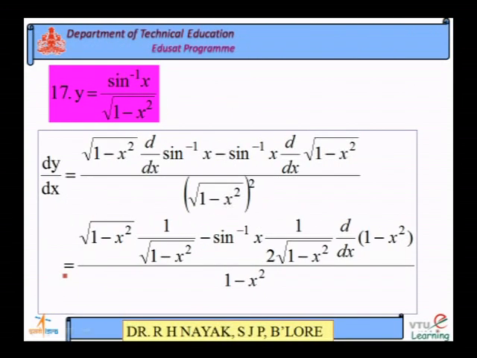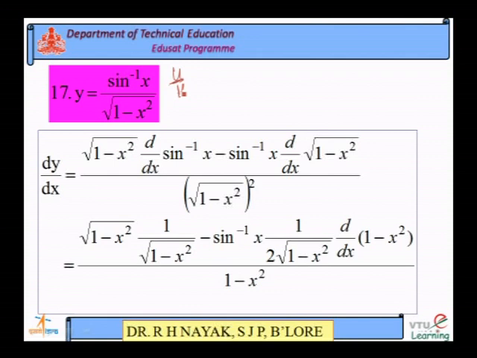Take the next example, y is equal to sin inverse x divided by root of 1 minus x square. It is of what form? This is of u by v form. As I mentioned earlier, this composite function includes all the rules of differentiation: product rule, quotient rule, sum or difference rule, constant into function. You check, it is the u by v method.